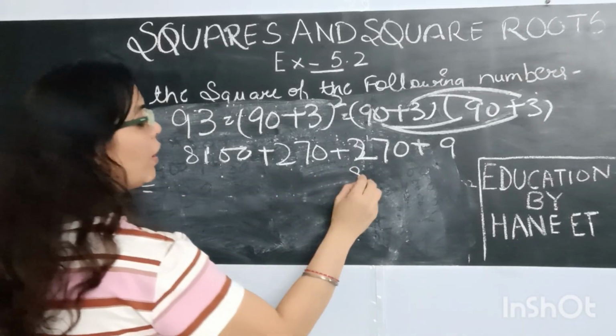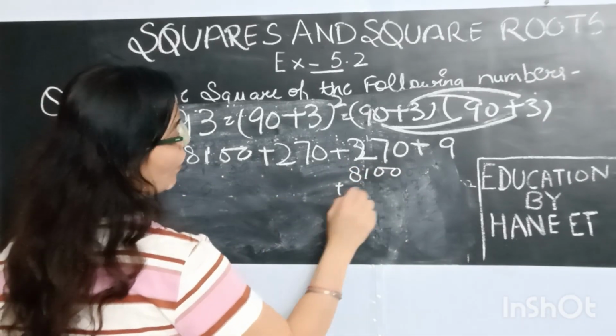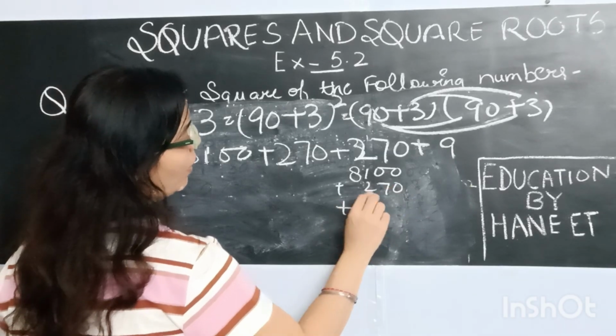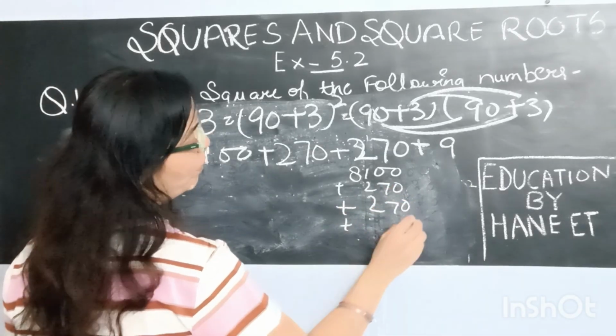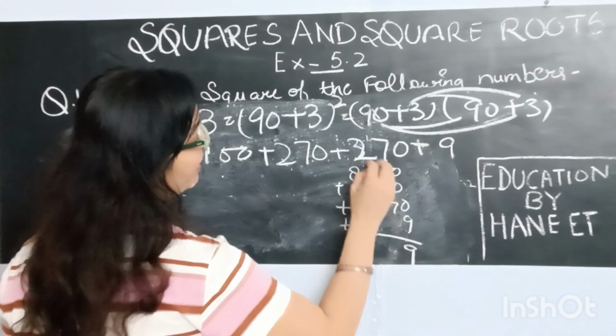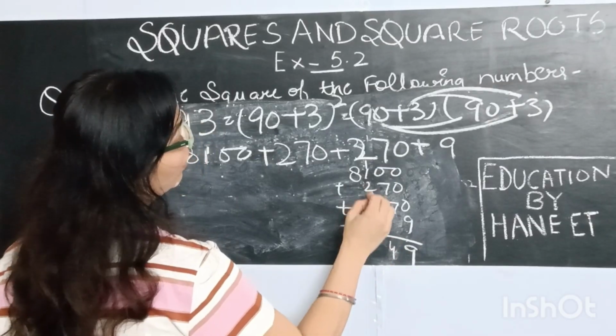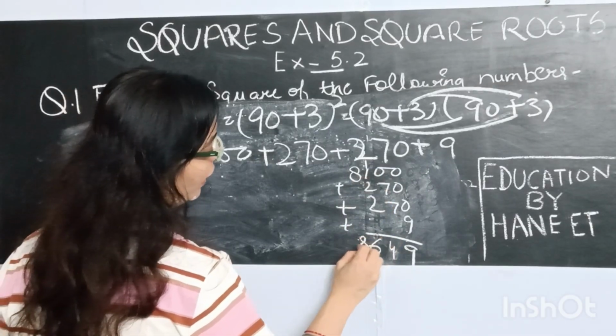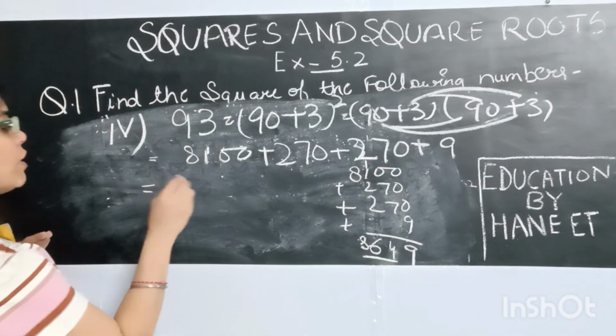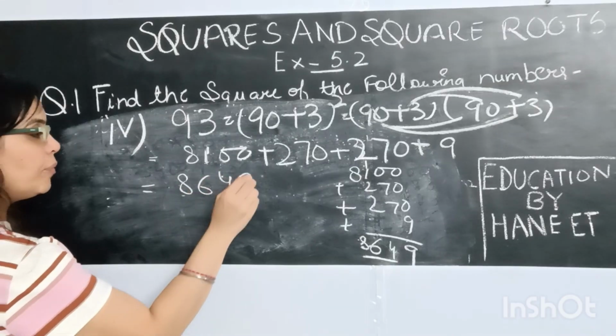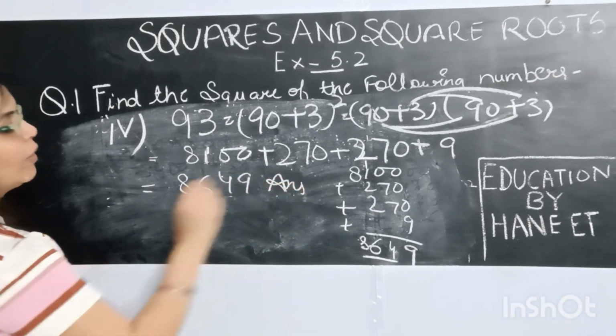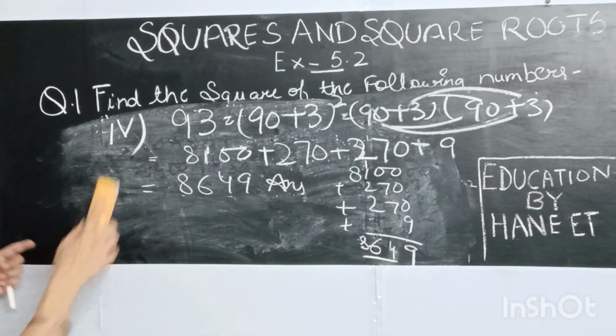So 8100 plus 270 plus 270 plus 9 will be 8649. So 8649 is the answer. Right? Now the last part, the fifth part.